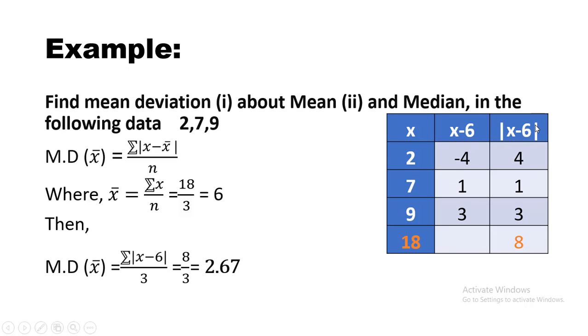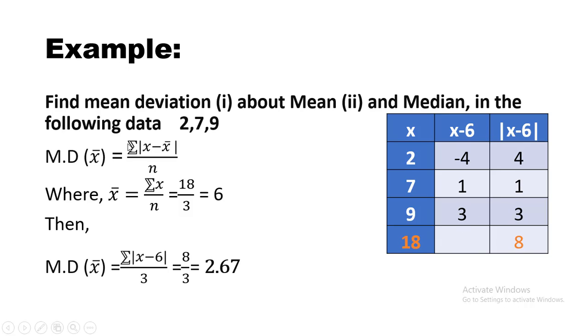The next step is to find out the absolute value. What this absolute value does is it converts negative values into positive values, and the values which are already positive remain positive as they are. So you can just skip this column if you want, or you can directly find the absolute of x minus mean value. This converts negative values into positive. So this minus 4 is converted into 4. 1 remains as it is and 3 remains as it is.